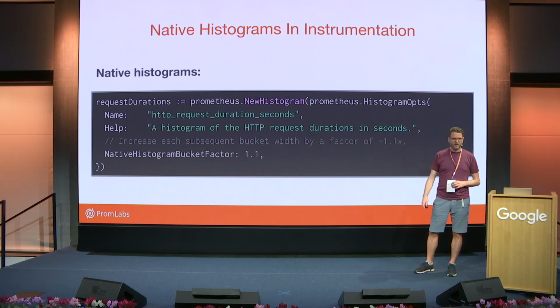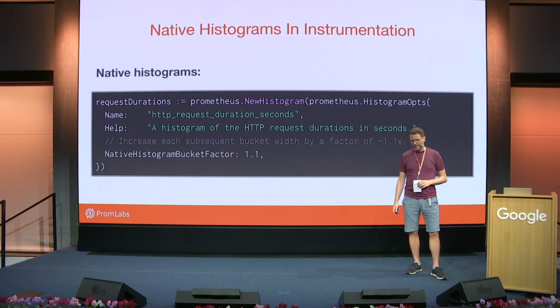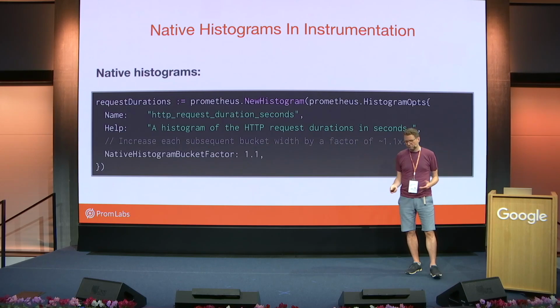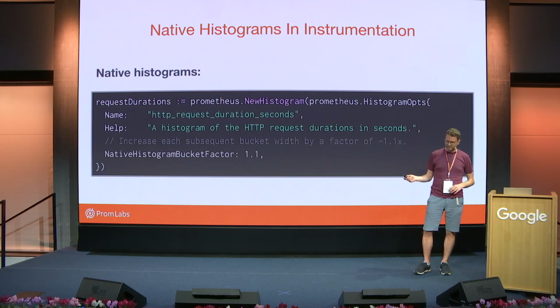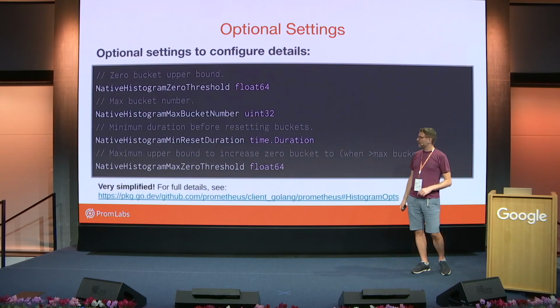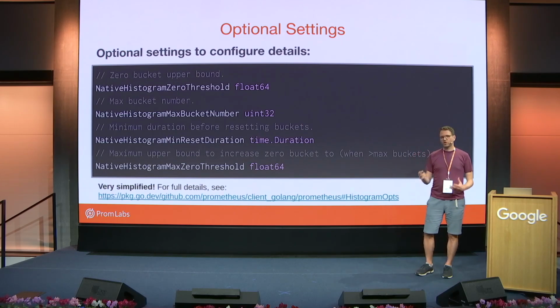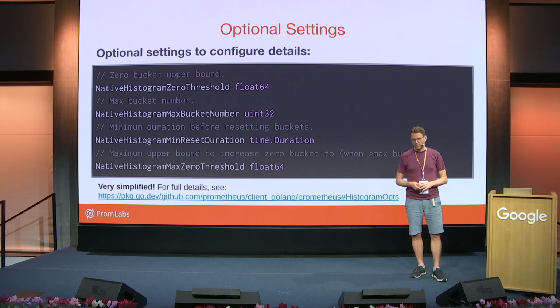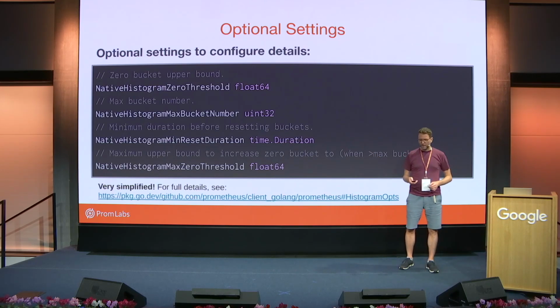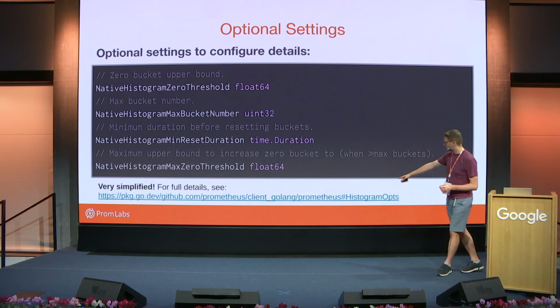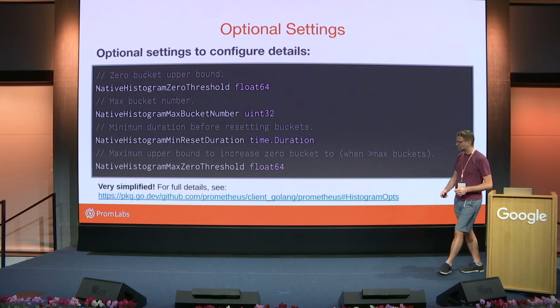You only specify a factor. And then all the right buckets start appearing in the right places, and the ones you don't need don't even get exposed. There are some optional settings as well to prevent the creation of too many buckets, and around when to garbage collect and reset buckets and so on. For details of those, go to this link down here.